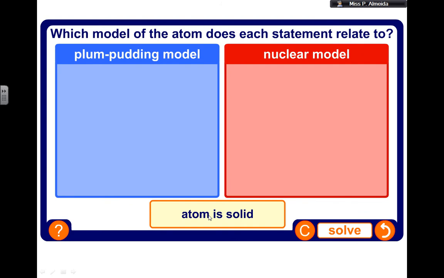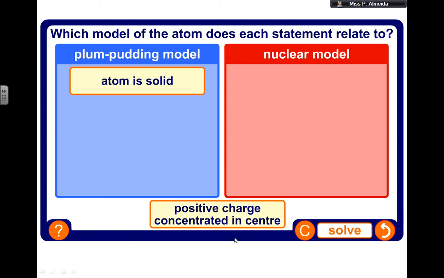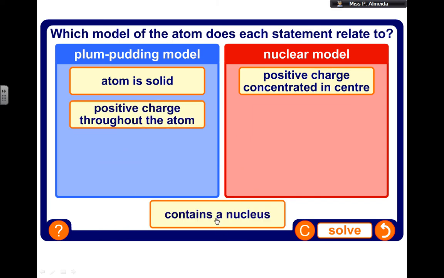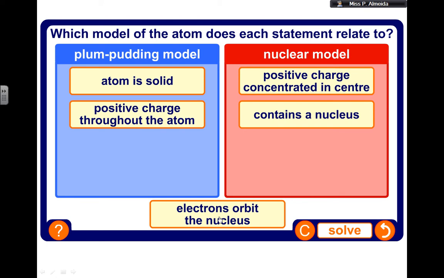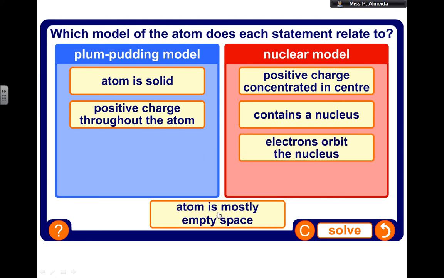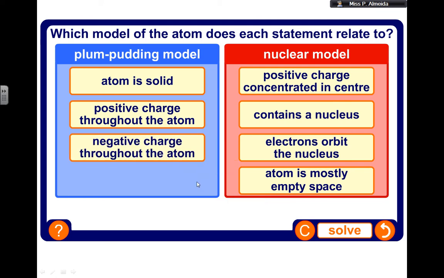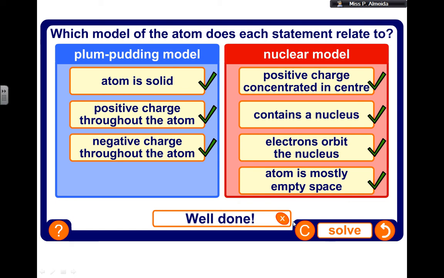So, just to finalize, let's do this exercise. Try yourself, get some properties of the plum pudding, get some properties of the nuclear model, and then let's see if it's right. So, atom is solid, that's the plum pudding. Oh, this particular slide is not mine, okay? Positive charge concentrated in the center, nuclear model. Positive charge throughout the atom, that would be the plum pudding. Contains the nucleus, nuclear model. The electrons orbit the nucleus, nuclear model. The atom is mostly empty space, nuclear model. Negative charge throughout the atom, plum pudding. And that's all, so let's check, and that's all right, okay?